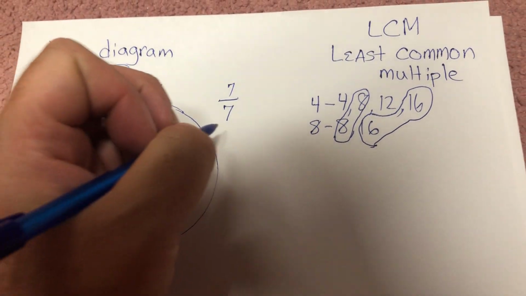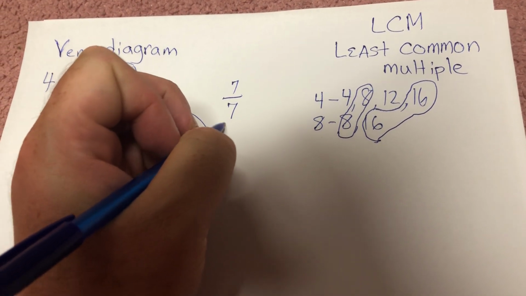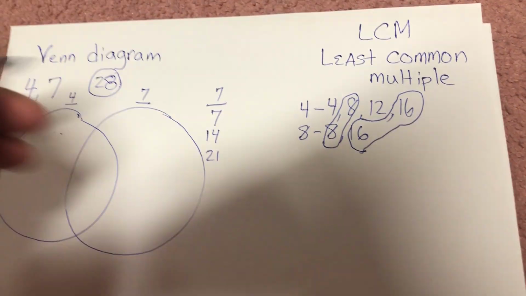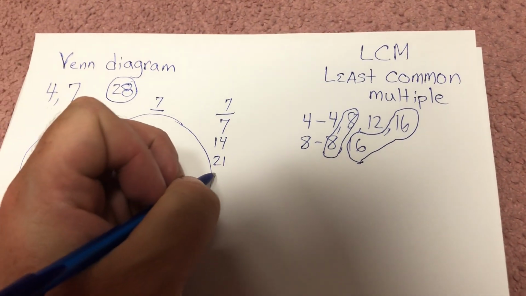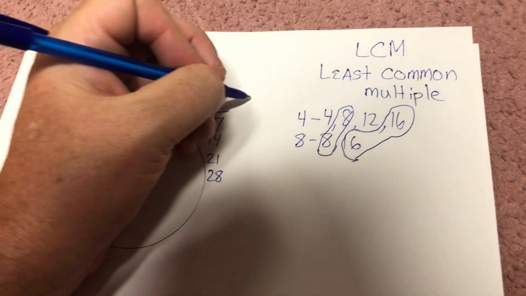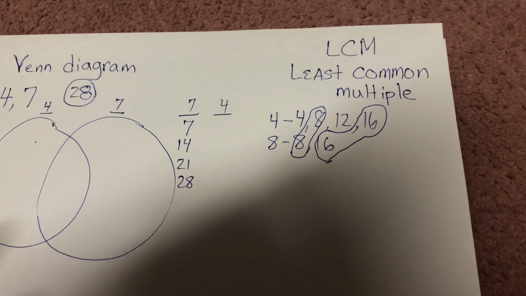7 times 2 is 14. 7 times 3 is 21. 7 times 4 is 28. All right, so now let's think of 4. We got to go as high as 28 again.